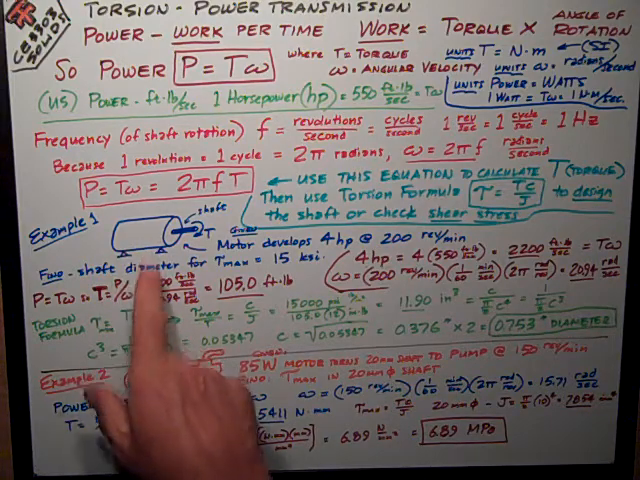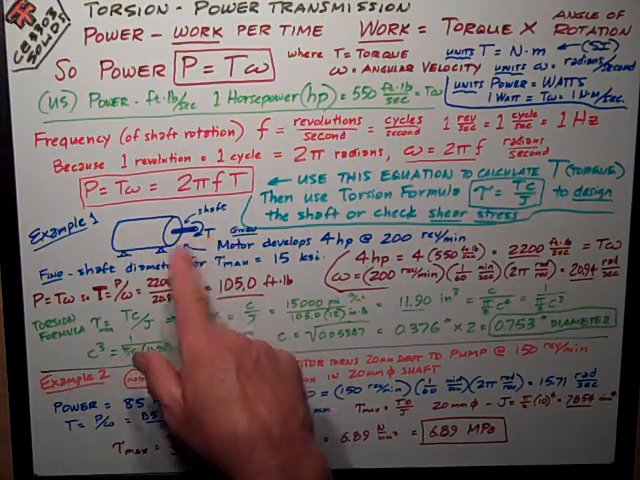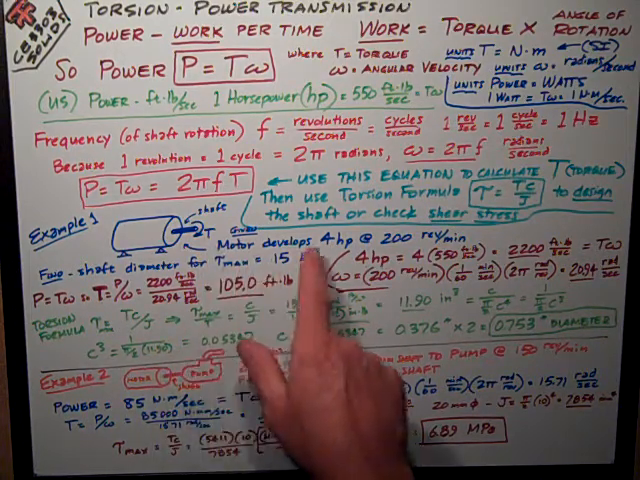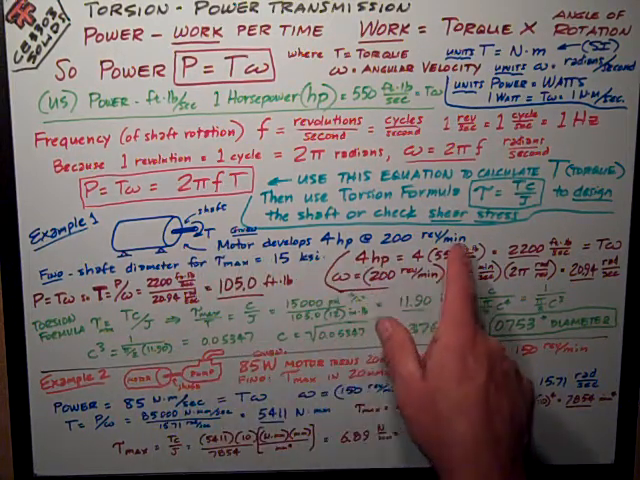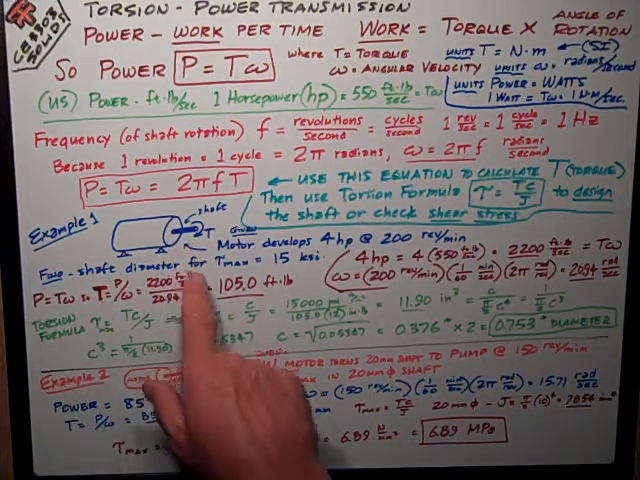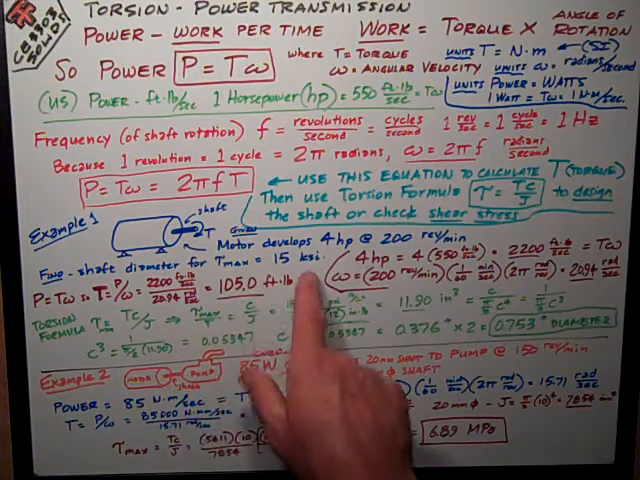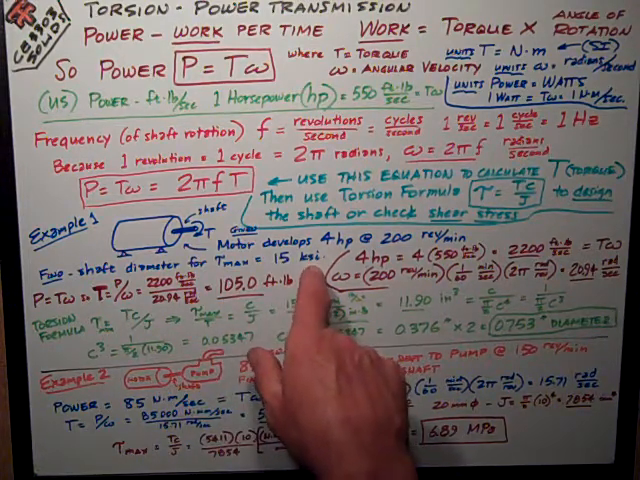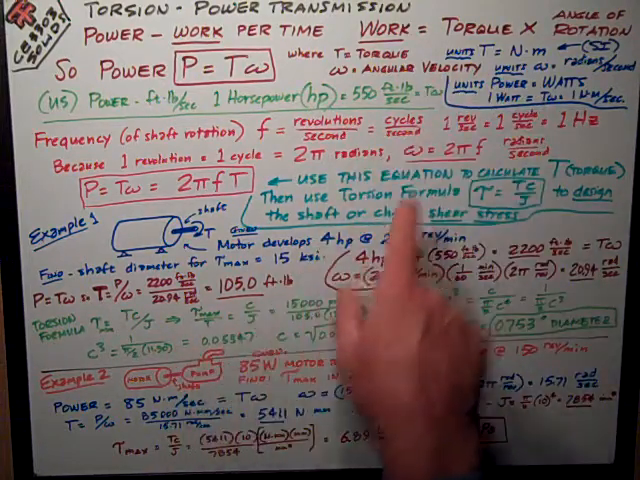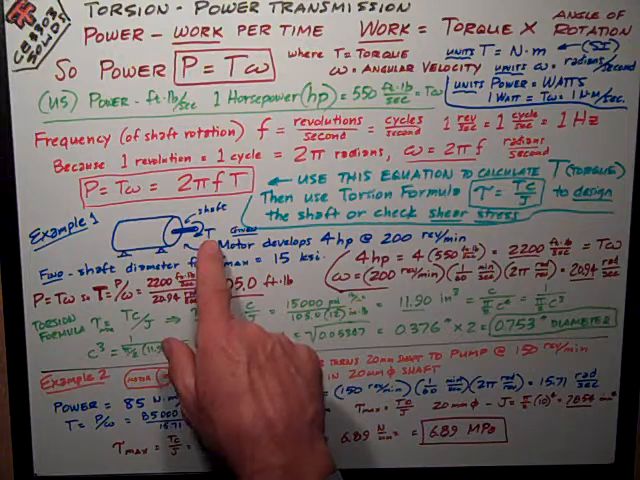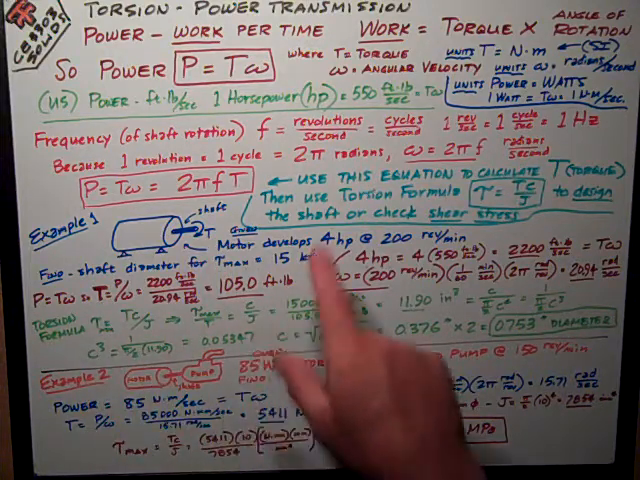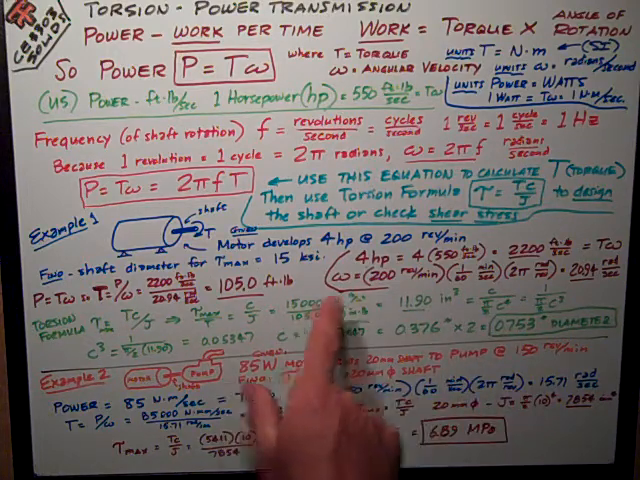I have a motor here, and it's got a shaft connected to something it's driving, creating a torque. The motor develops 4 horsepower at 200 revolutions per minute. The goal is to figure out what the shaft diameter needs to be for a maximum shear stress of 15 ksi. So I want to figure out what torque is, and then I can work with that to figure out the shear stress and work backwards into a diameter for the shaft.